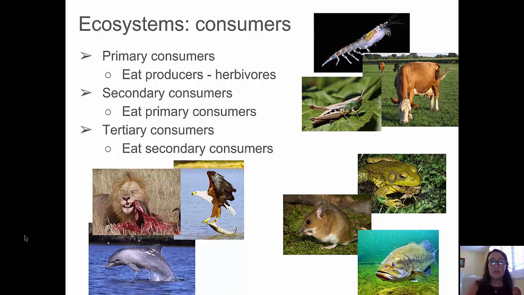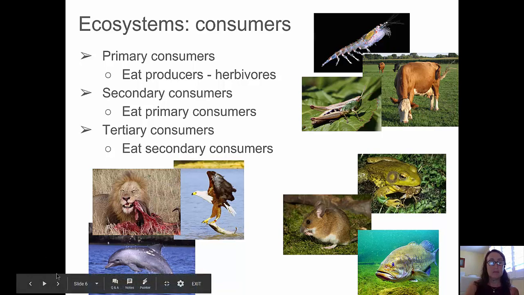We also have higher levels of consumers, such as tertiary consumers, and those typically eat higher level or secondary consumers. So we've got an eagle eating a fish, we've got a dolphin who also eats fish, and we have a lion who's captured some prey.